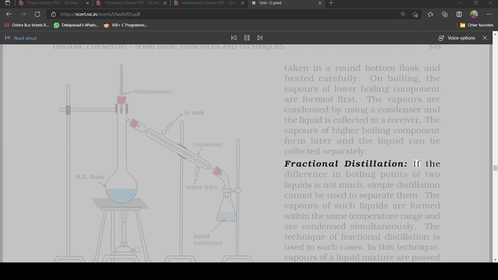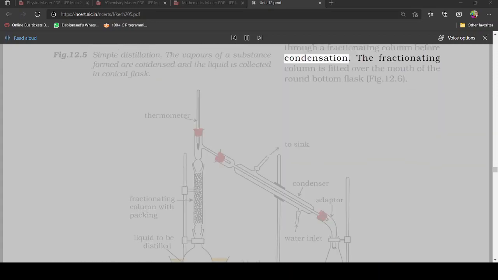Fractional distillation. If the difference in boiling points of two liquids is not much, simple distillation cannot be used to separate them. The vapors of such liquids are formed within the same temperature range and are condensed simultaneously. The technique of fractional distillation is used in such cases. In this technique, vapors of a liquid mixture are passed through a fractionating column before condensation. The fractionating column is fitted over the mouth of the round bottom flask, Fig. 12.6. Fig. 12.5 Simple Distillation.